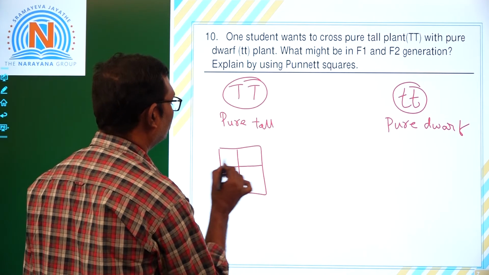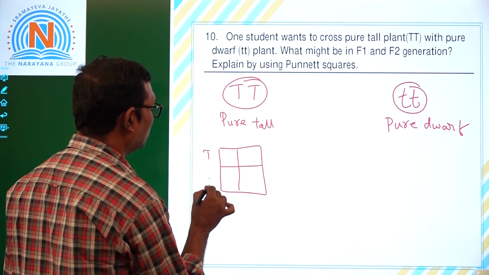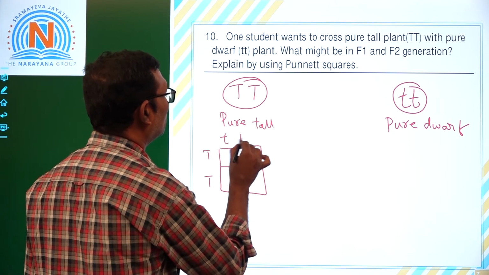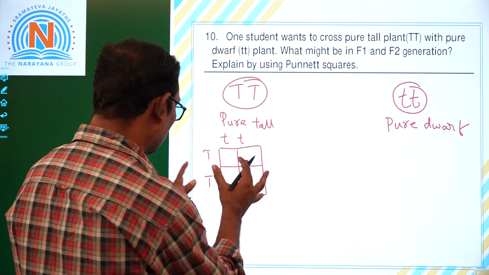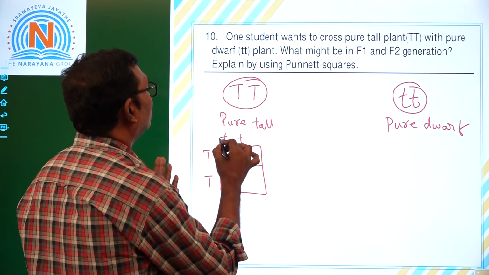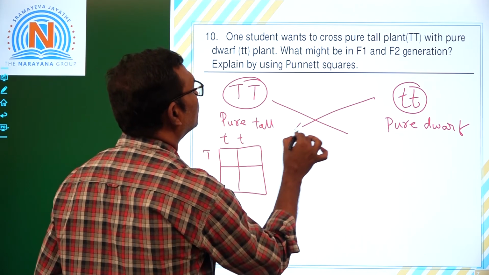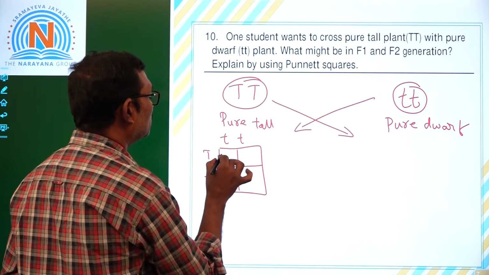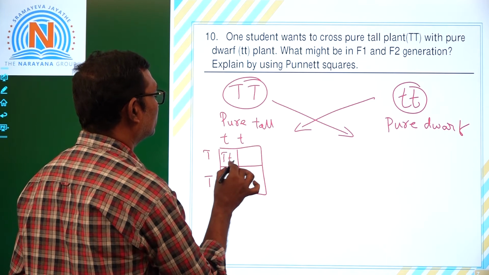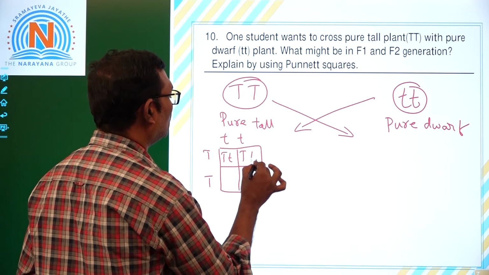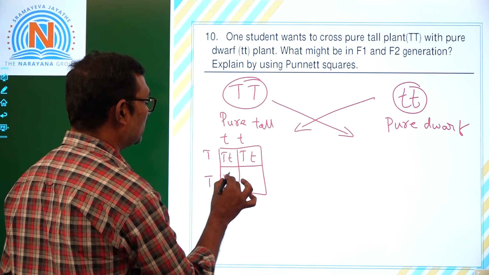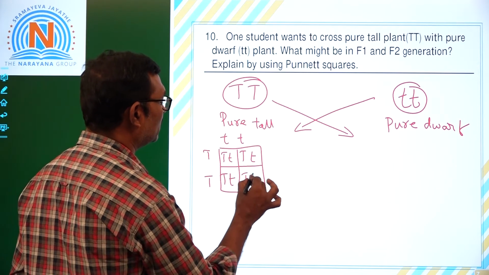You know Punnett squares. Let us cross them. Here capital T, here small t. These are the Punnett squares. Cross them. This crossed with this one. Capital T, small t. Here also capital T, small t. This one and this one, capital T, small t. This one and this one, capital T, small t.